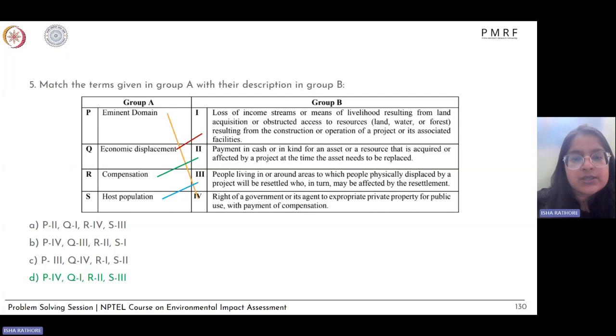And then host population is people living in or around areas to which people physically displaced by a project will be resettled, who in turn may be affected by the resettlement. So S matches with 3. So the correct answer is D. That is, P matches with 4, Q matches with 1, R matches with 2, and S matches with 3.